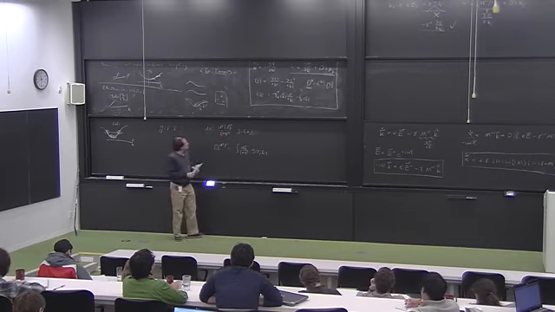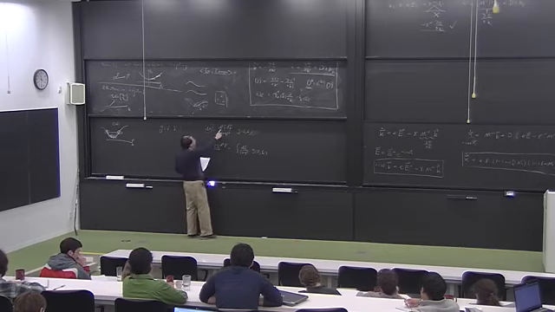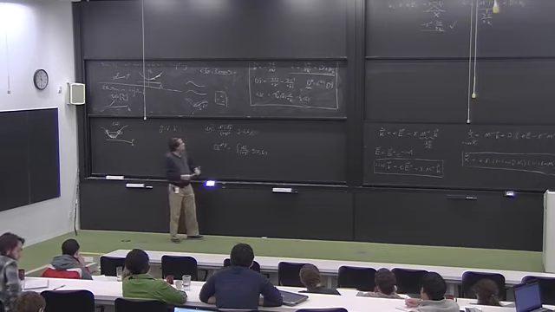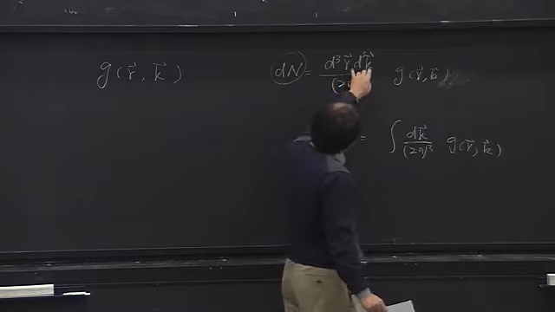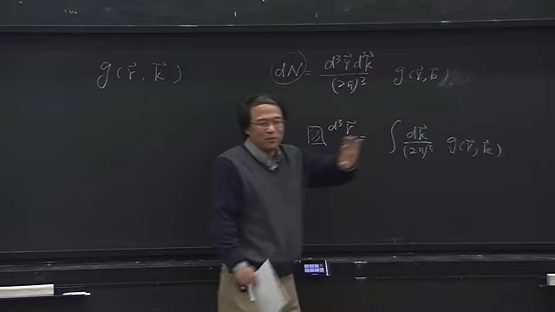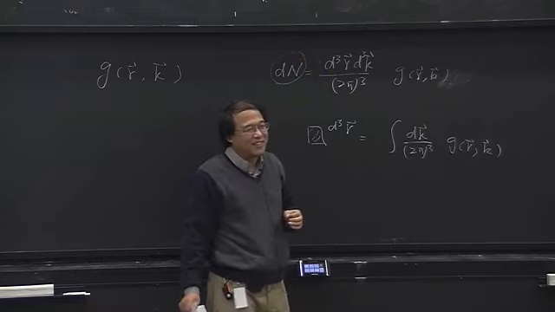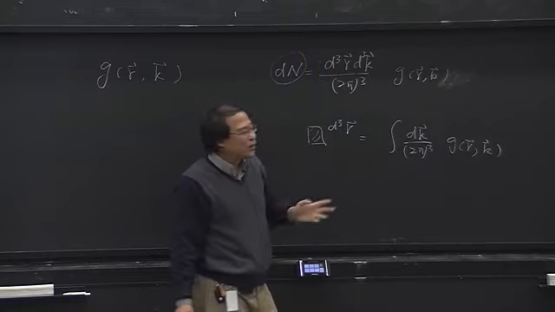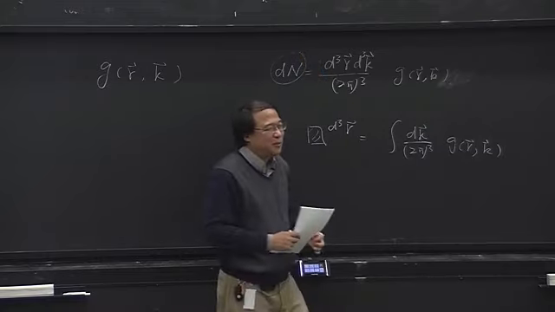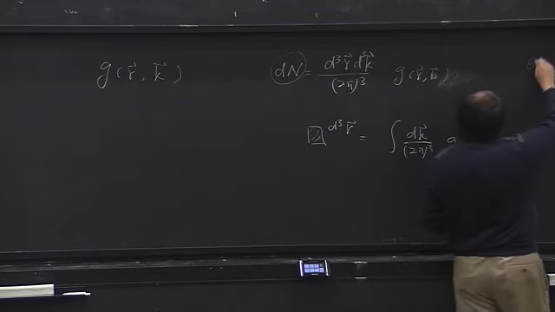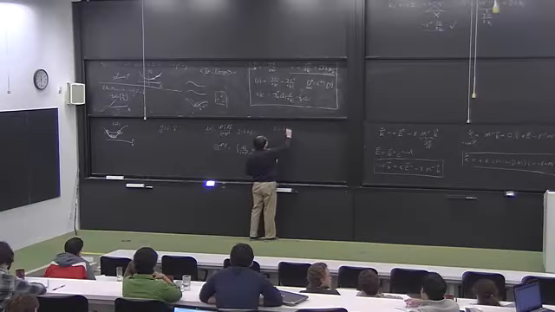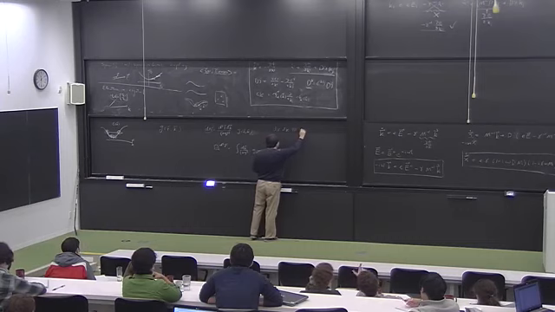Certainly, mathematically, we say dr means infinitesimal. We have infinitesimal space volume and infinitesimal K volume. Well, if you assume that picture, the whole thing just falls apart. So here we also use a dr dk. We still assume that dr times dk is much bigger than h bar.